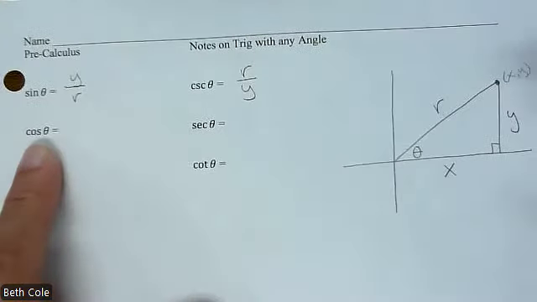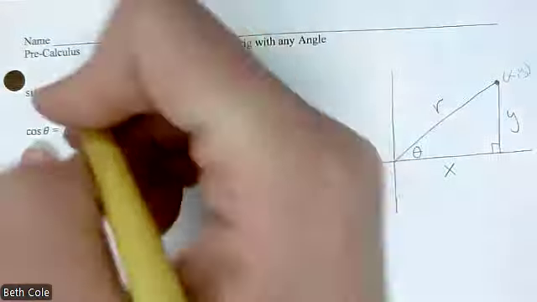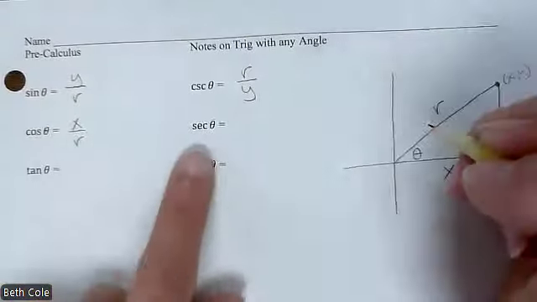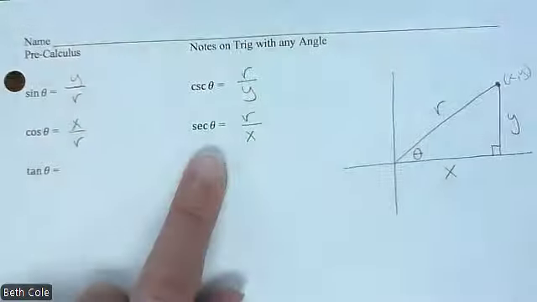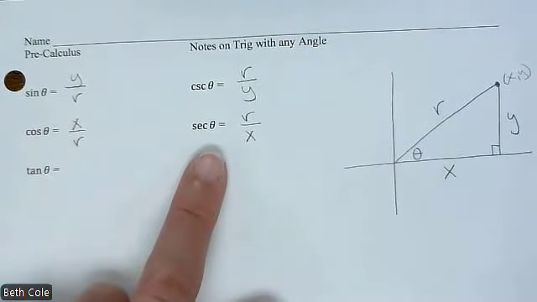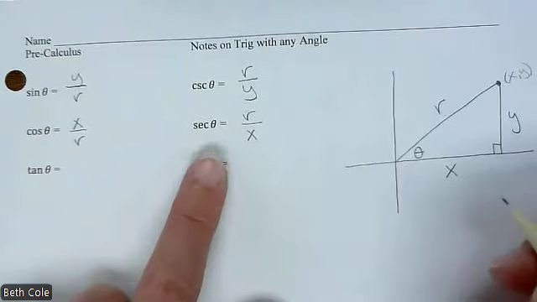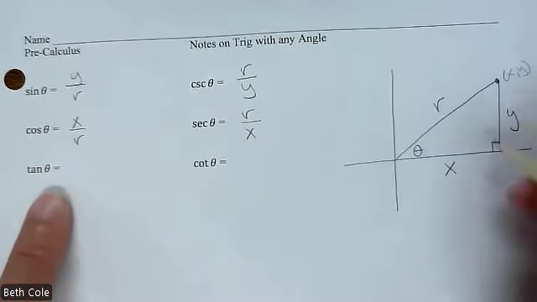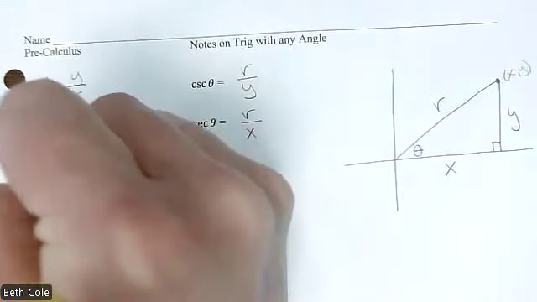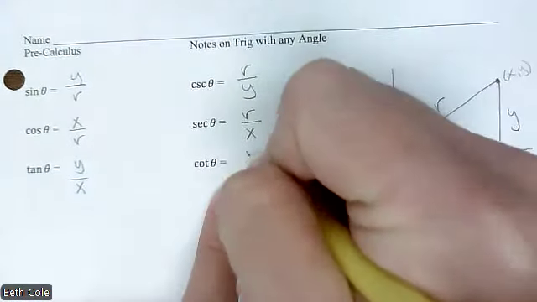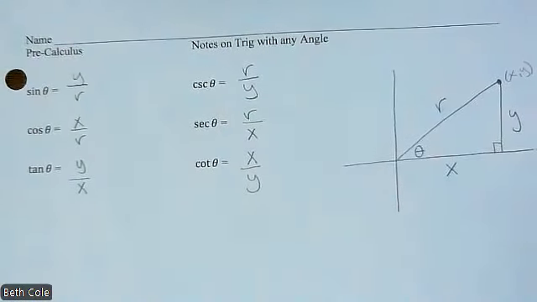Cosine is adjacent over hypotenuse. So looking at this triangle, that'd be x over r. This is secant, so r over x. You get how it's not new information though? It's still SOHCAHTOA, calling it something different. Tangent is opposite over adjacent, so that's y over x. Cotangent is x over y.